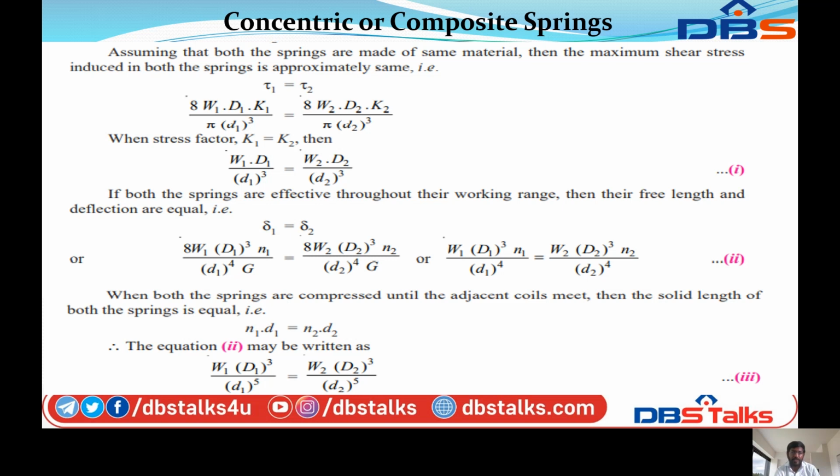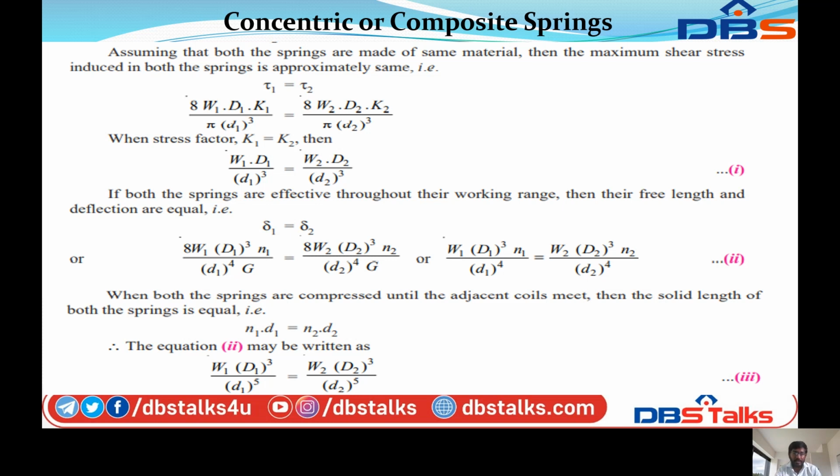Assuming that both these springs are made of the same material, the maximum shear stress induced in both springs is approximately the same. That is, tau 1 equals tau 2, equal to 8 W1 D1 K1 by pi d1 cube, equal to 8 W2 D2 K2 by pi d2 cube. So when stress factor K1 is equal to K2, then W1 D1 by d1 cube equals W2 D2 by d2 cube. This is equation number 1.